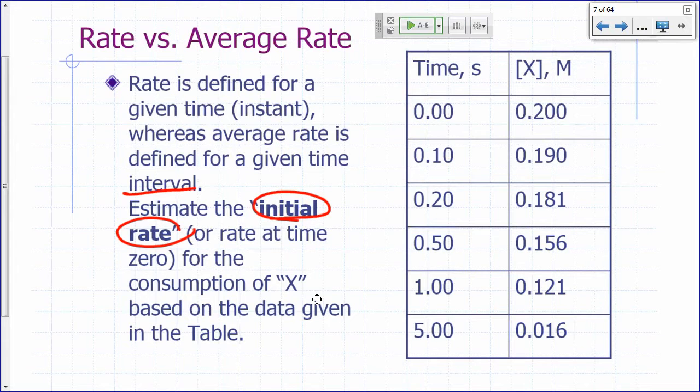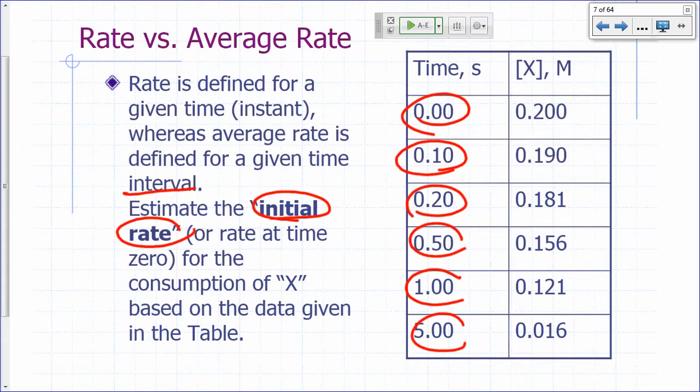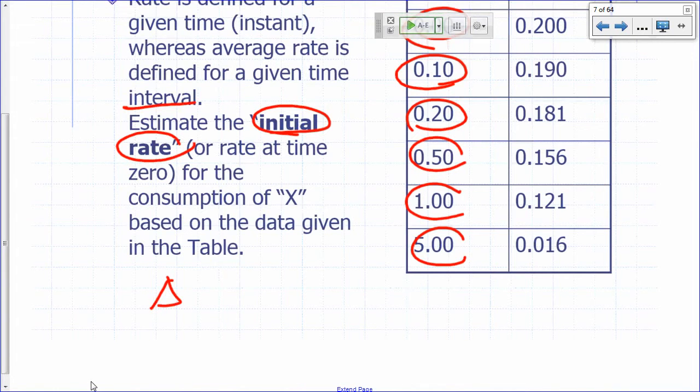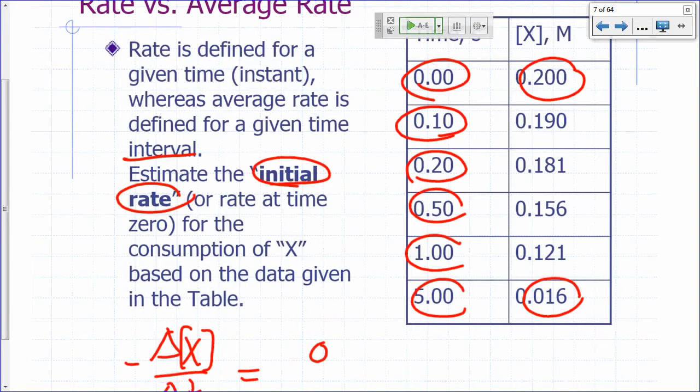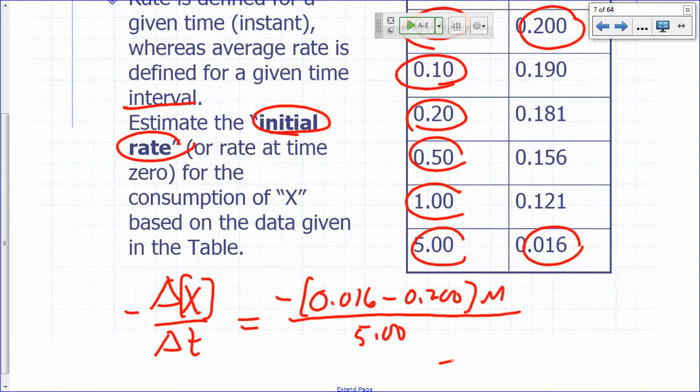Which of these data are you going to use? Time 0, at 0.1 seconds, you have the concentration of X, 0.2, 0.5, 1, 5. How do you calculate the average rate from 0 to 5 seconds? Delta X, delta T. Okay. The average rate from 0 to 5 seconds is how much? You went from 0.2 to 0.1016, so negative of 0.016 minus 0.2 moles per liter divided by 5 seconds.